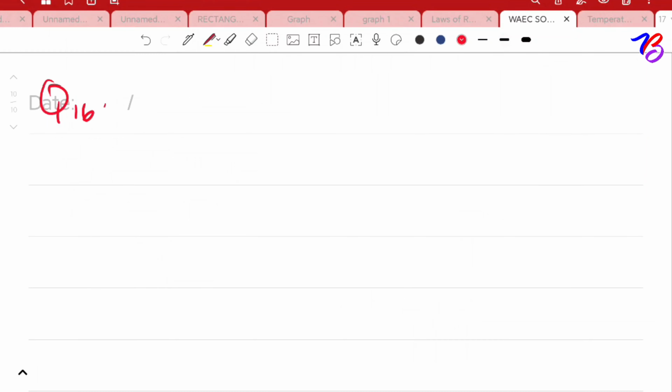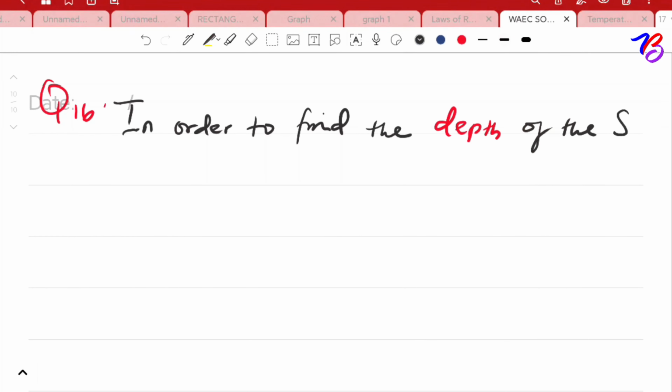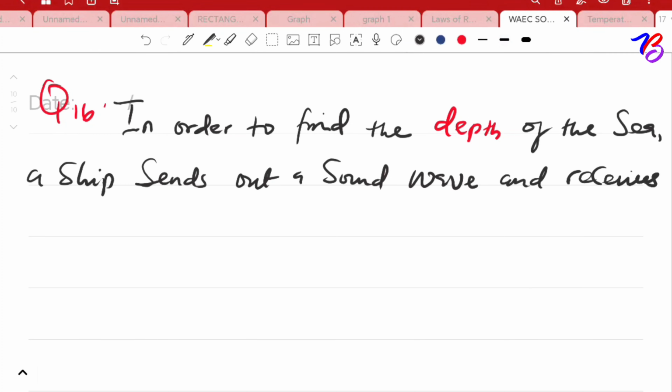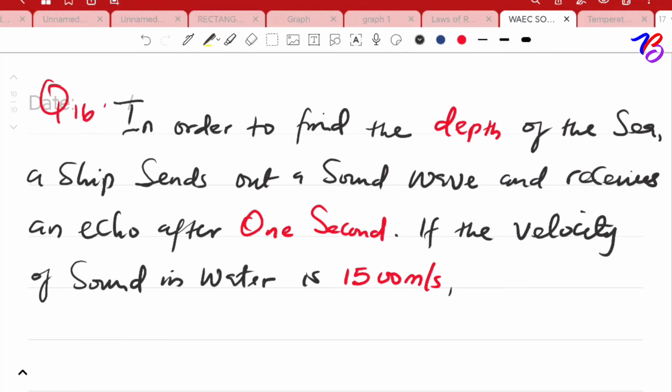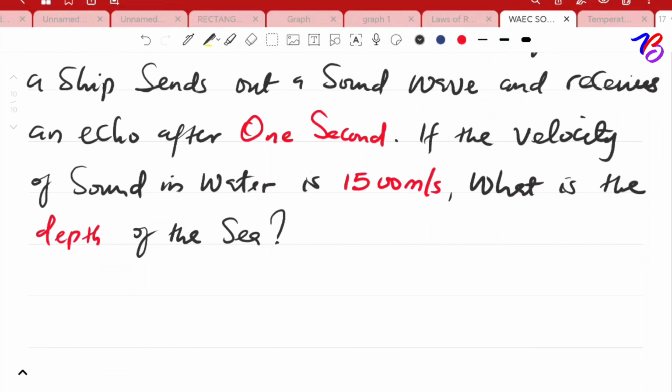Let's proceed further. This question reads, in order to find the depth of the sea, a ship sends out a sound wave and receives an echo after 1 second. So if the velocity of sound in water is 1500 meters per second, what is the depth of the sea?